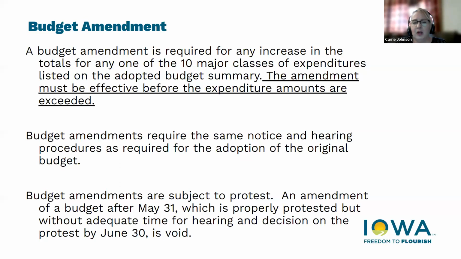I do recommend though, typically for folks, if you're at the beginning of June and you think you need to amend, just go ahead and amend. It's better than not amending. Your chance of being protested isn't huge at that point because you're not talking about tax, you're only talking about an amendment to expend money you already have. So I always tell folks, go ahead and do the amendment even if you're in June.